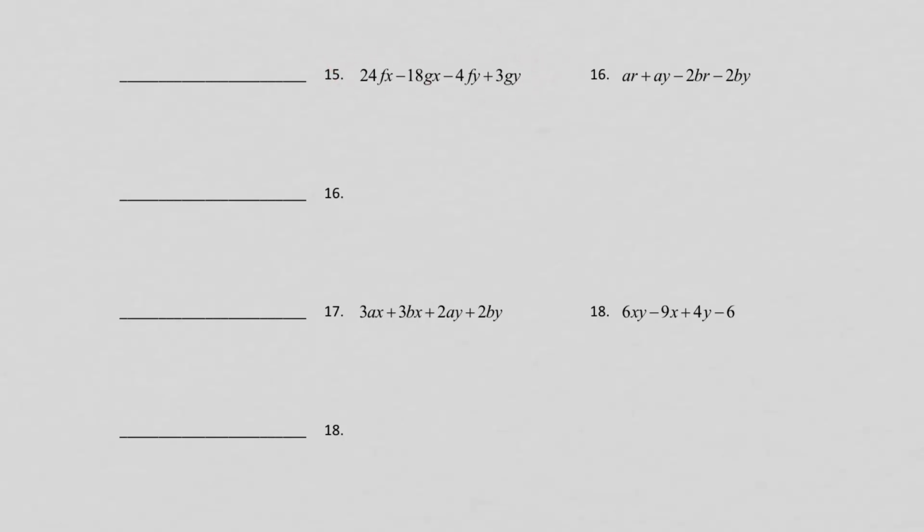Here we have 4 terms, so I'm going to factor by grouping. I'll group these first 2 together as if they're a separate problem. And it looks like I can take out a 6x. And that leaves behind a 4f minus 3g. So I'll leave a big space and I'll put that down again.